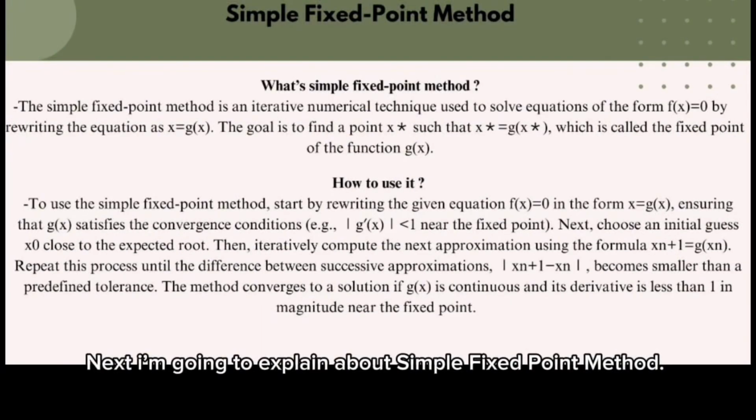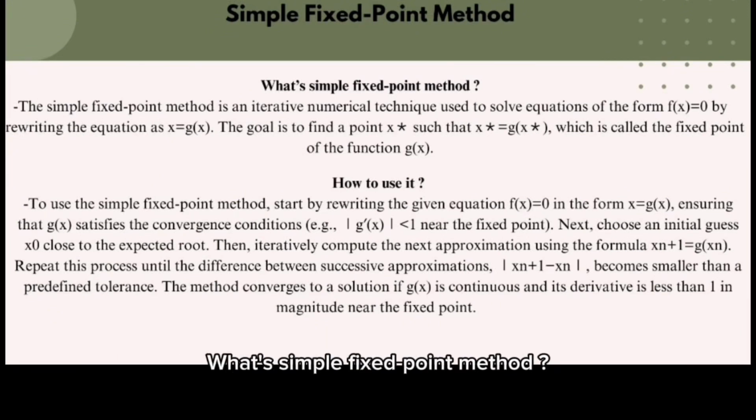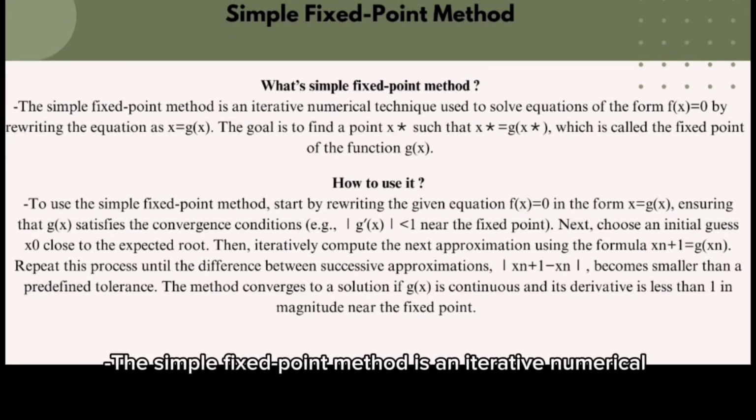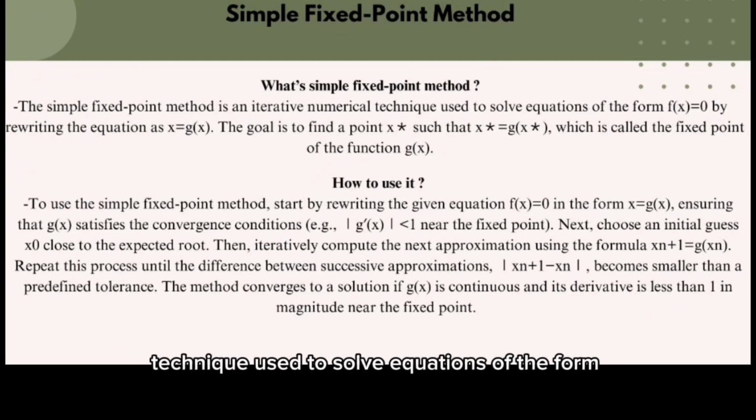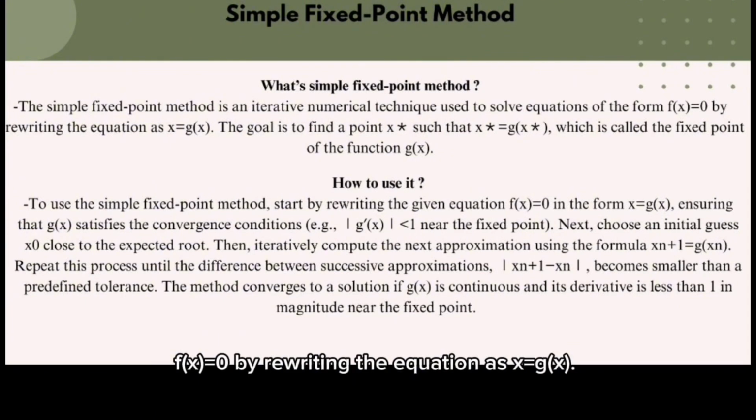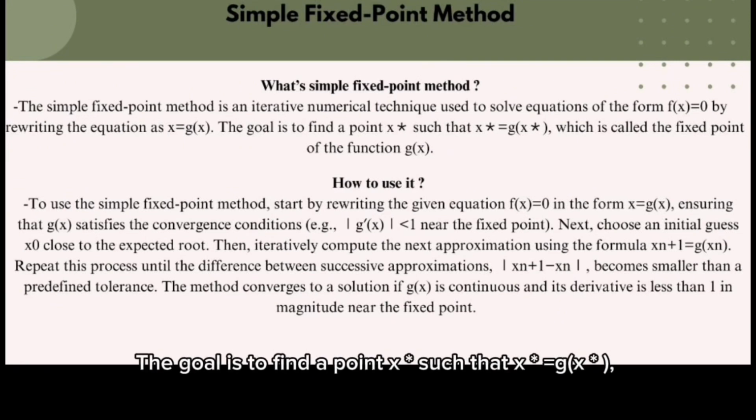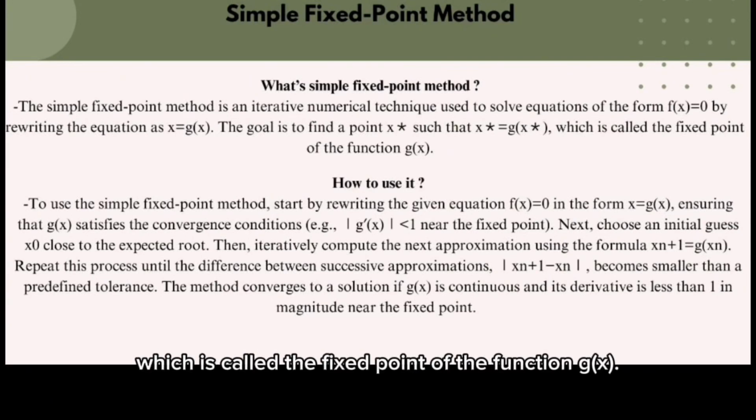Next I'm going to explain the simple fixed point method. What's the simple fixed point method? The simple fixed point method is an iterative numerical technique used to solve equations of the form f(x) equals 0 by rewriting the equation as x equals g(x). The goal is to find a point x* such that x* equals g(x*), which is called the fixed point of the function g(x).